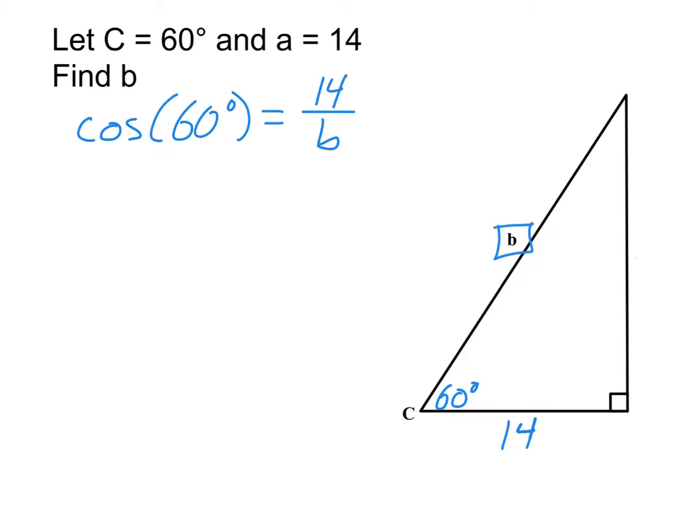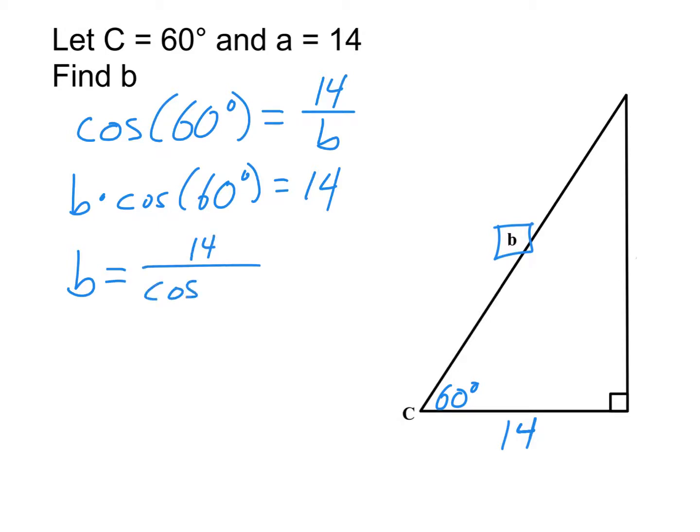So I start by multiplying both sides by the b. That gives me b times cosine of 60 degrees equals 14. And this is one of those where I have one more step from there, where I have to now divide both sides by the cosine of 60. So b equals 14 divided by cosine of 60 degrees.